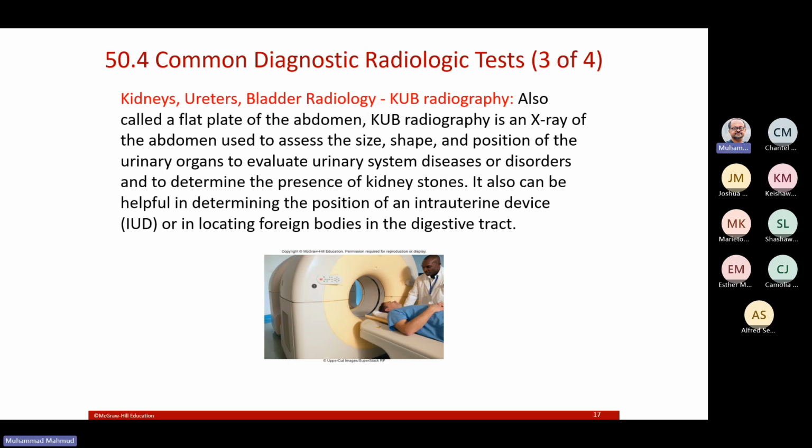KUB, kidney, ureter, bladder radiography, also known as flat plate of abdomen. KUB radiography is an X-ray of the abdomen used to assess the size, shape, and position of urinary organs, to evaluate urinary system diseases or disorders, and to determine the presence of kidney stones. It also can be helpful in determining the position of an intrauterine device or in locating foreign bodies in the digestive tract.